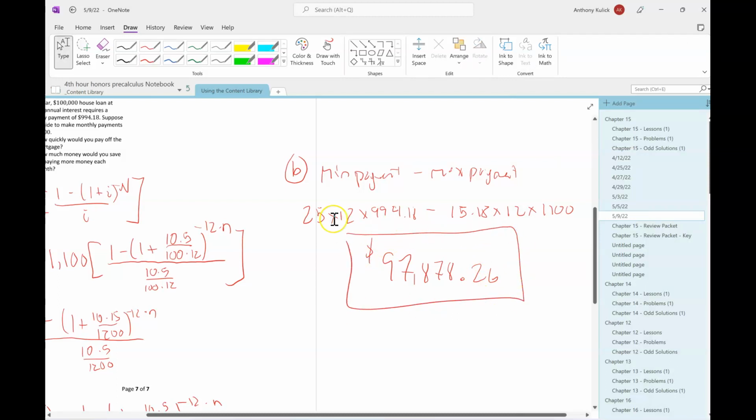Although I'd say you're getting pretty fleeced with a 10.5% interest rate. I don't know what your credit score looks like, but woo-wee, that's a pretty high interest rate for a home loan.